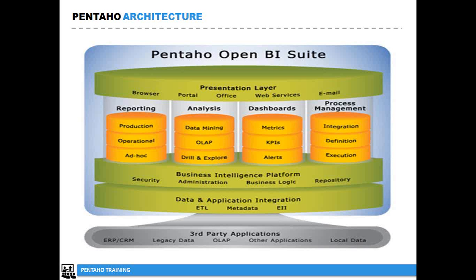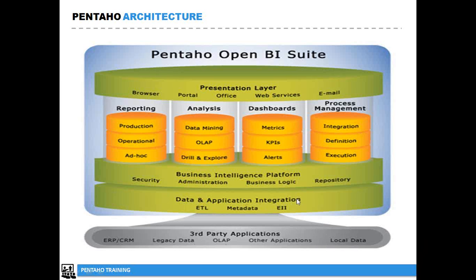And this is the architecture of Pentaho. So it has different layers. If you start from the bottom, you see this is the third-party application, so this is my source data part. I'm having data in ERP, CRM, then legacy data, local data. So this is my OLTP data available with me.